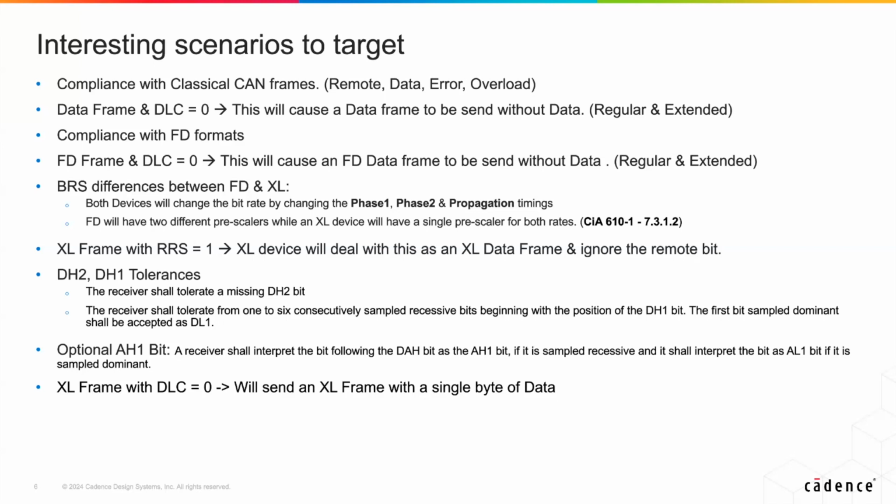Furthermore, and the final interesting scenario in our opinion, is an XL frame with data length count equal to 0. Now, an XL frame will always contain data because the size of data is calculated with the formula DLC plus 1. So if you send a data length count of 0, an XL frame will be sent with a size of 1 byte. So it's impossible to send an XL frame with no data.